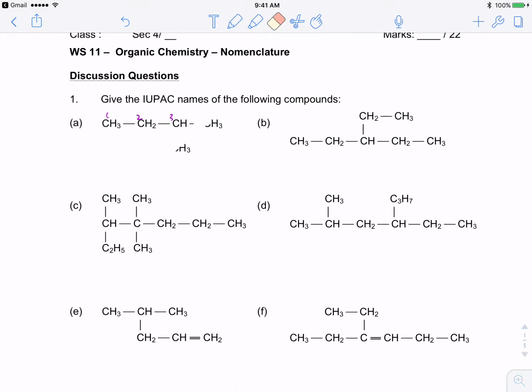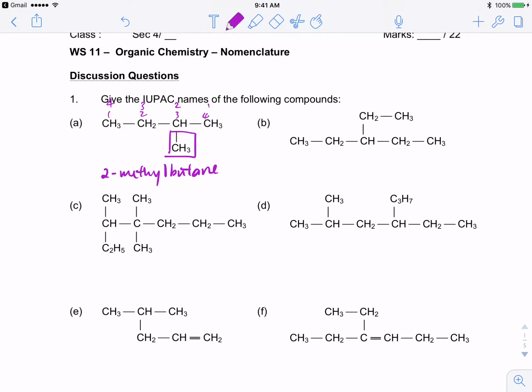Do I want to number it from this end, 1, 2, 3, 4, or from the other end? Note that there is one methyl group here, so I want to minimize the number assigned to this methyl group. So this will be 2-methylbutane.